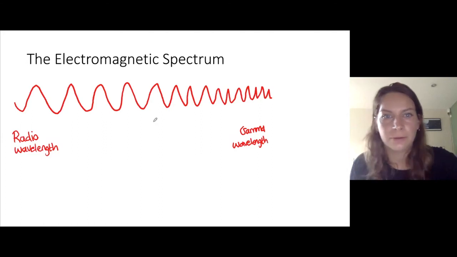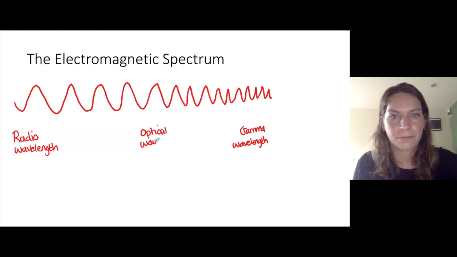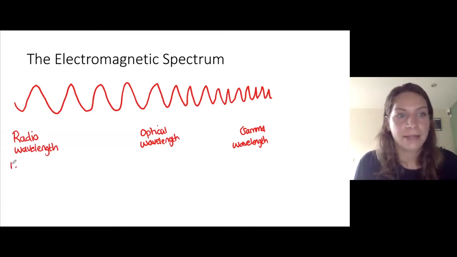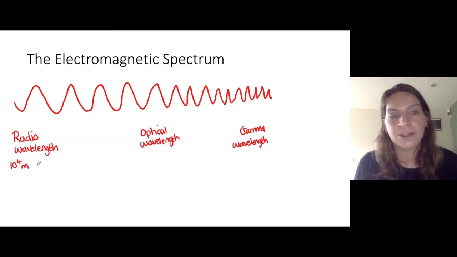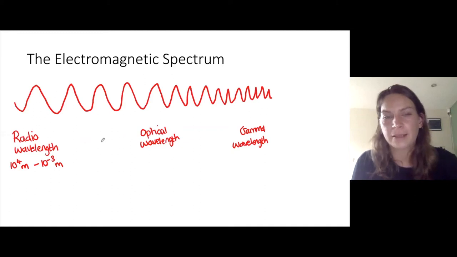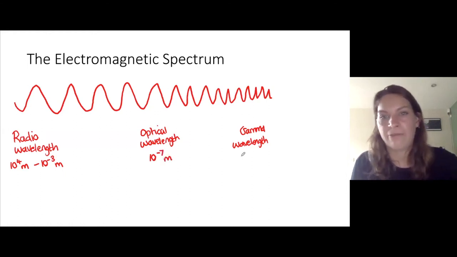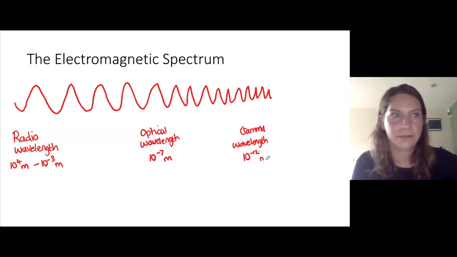And somewhere around the middle is our optical wavelength. So radio waves can be anything from kilometers, so maybe 10 to the power of 4 meters, to millimeters, so 10 to the power of -3 meters in wavelength. Our optical wavelength would be somewhere in the range of about 10 to the power of -7 meters. And our gamma wavelength, we're looking at about 10 to the power of -12 meters.